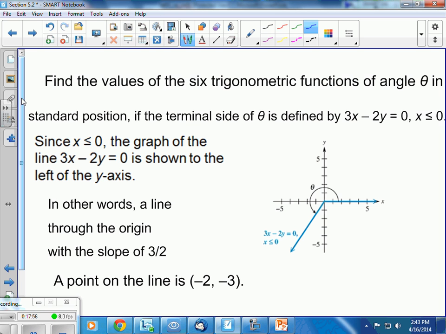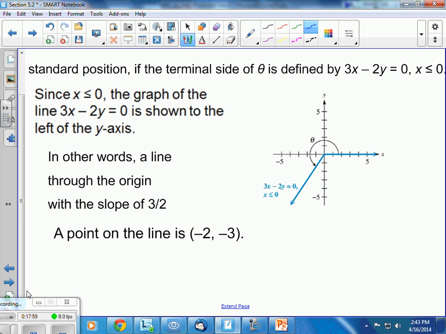Then we're going to find a point on the line. One of the points on the line is in fact negative 2, negative 3. So let's go find that point, negative 2, negative 3. Once I found that point, now I can go ahead and find all 6 trig functions. So I'm going to get a line here. So I have theta, my terminal side, my point here being that x is negative 2, means this side is negative 2, my y being negative 3. So I have two sides of my triangle.